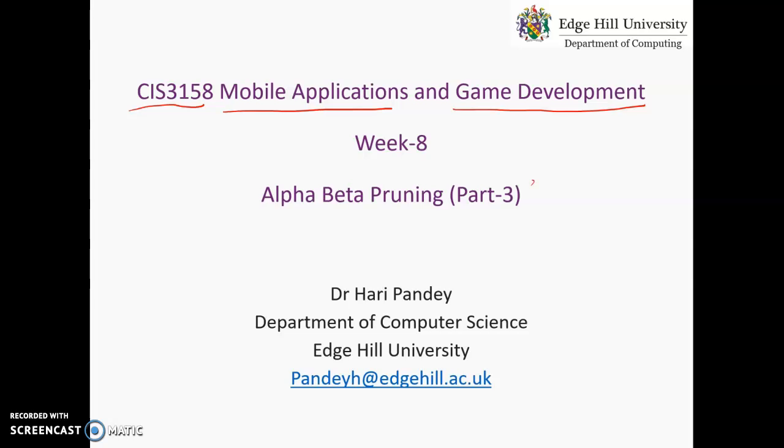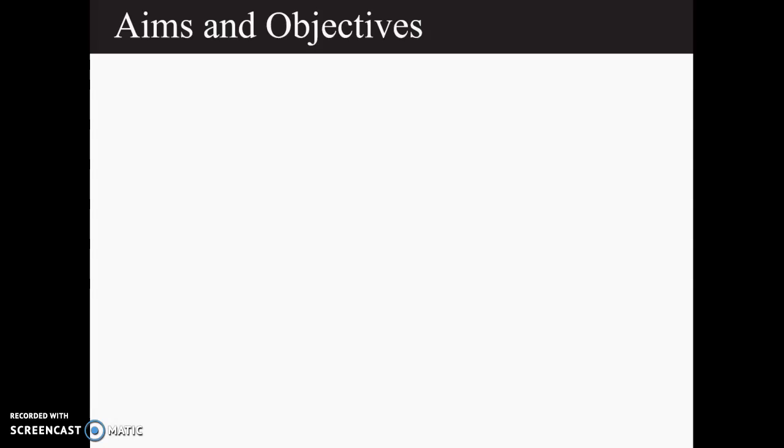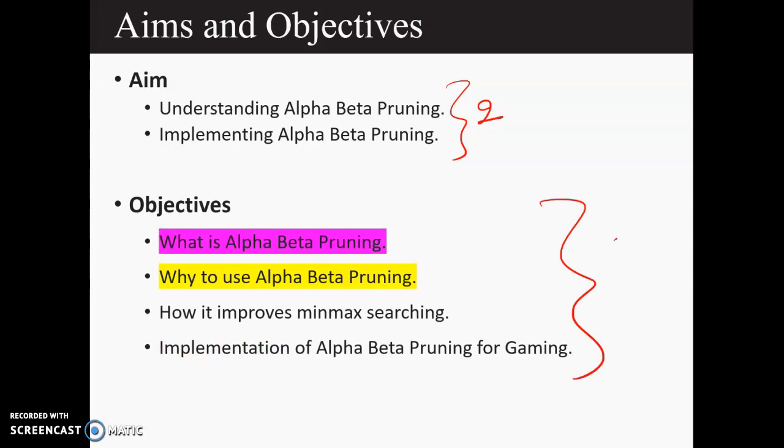This is the third video lecture of week 8, and in week 8 our focus is on alpha beta pruning. I already explained the aims and objectives for the week 8 session, and we framed 2 aims and 4 different objectives. We completed objective number 1 in the part 2 video lecture, and now we are going to cover objective 2 in part 3, that is in this part.